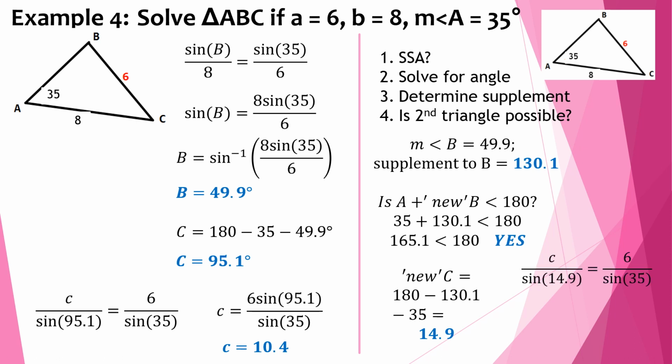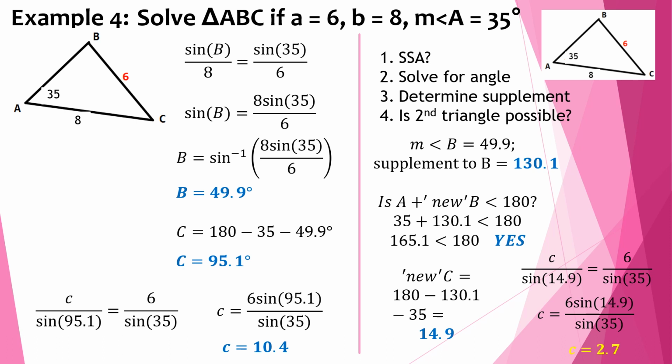C over sine of 14.9 degrees equals 6 over sine of 35. Cross multiply to isolate C, and then type this ratio, 6 sine of 14.9 divided by sine of 35, into your calculator, and we determine that the length of side C is now 2.7 units long. Teeny tiny, because it is the smallest angle. It's under 15 degrees. All right, good job.